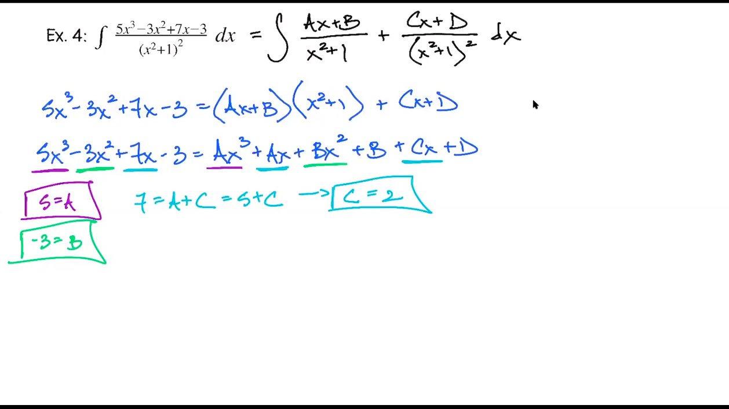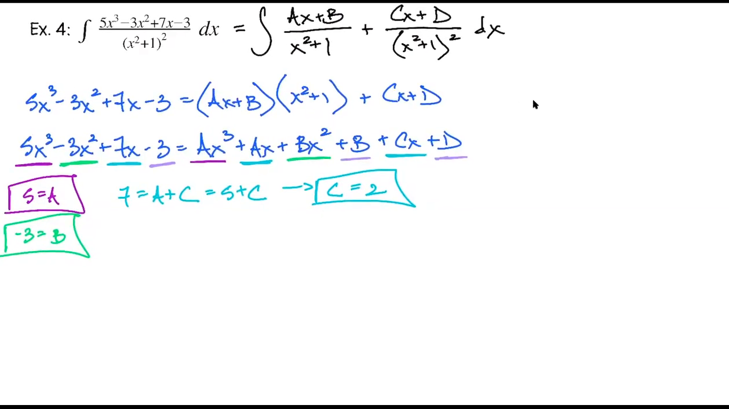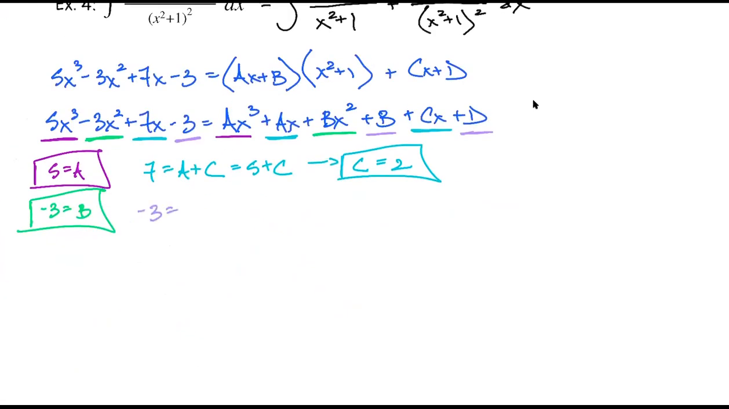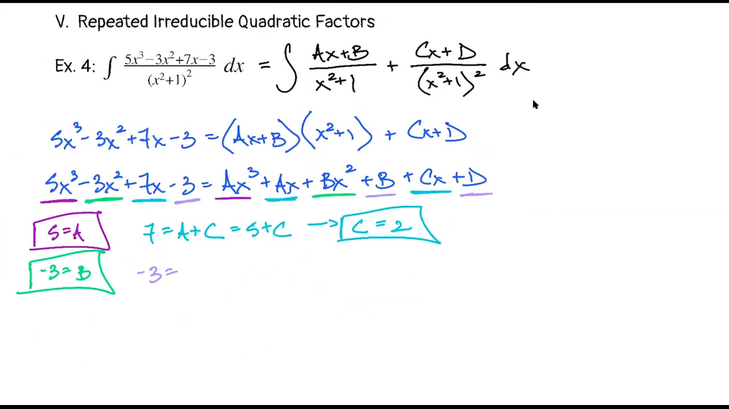And what do we have left? We have -3 equals b plus d. So -3 equals b plus d, or -3 plus d. So in this case, d is going to equal 0, right? And that's okay. That happens sometimes where one of your constants is 0, and you just plug the 0 in just like you would plug in any other number when you're setting up your fraction.